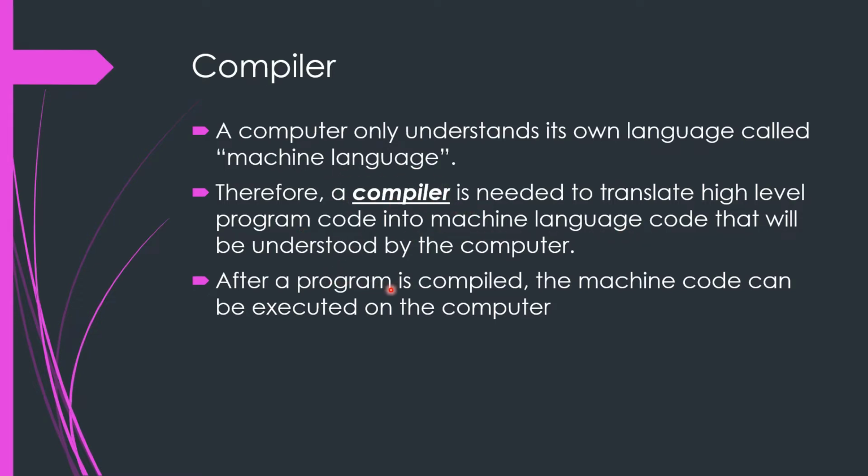After a program is compiled, the machine code can be executed on the computer. Means whenever we want a program to be executed, first of all, it will be compiled and then it will be executed.